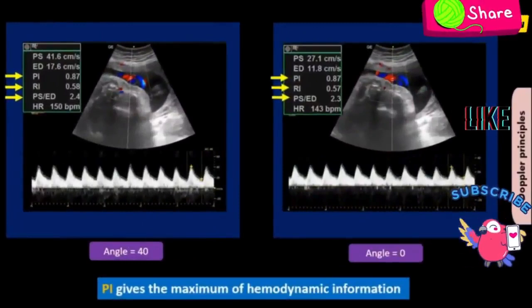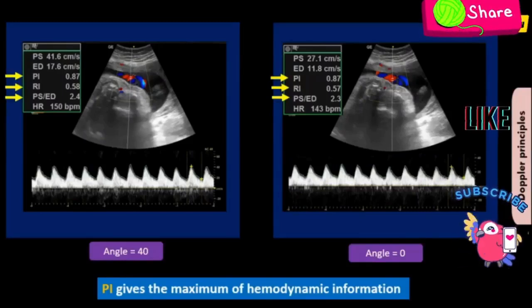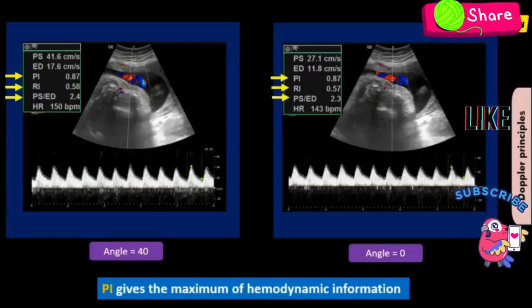Look at these two waveforms. They were obtained from the same fetus from the umbilical artery, but with different angles between the ultrasound beam and direction of blood flow. If you look at the peak systolic velocity, the right waveform is about 41 centimeters per second, with the angle about 40 degrees. On the left waveform, the peak systolic velocity is about 27 centimeters per second, with the angle at 0 degrees.